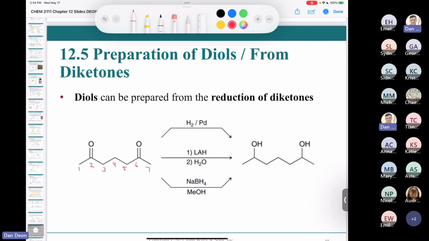It's neither here nor there at the moment, but you have two carbonyls, so two ketones in here, and so you could reduce them using hydrogenation conditions, lithium aluminum hydride conditions, or sodium borohydride. Either way, you're going to end up forming a diol. Right, so that's one way to make a diol, is from a dicarbonyl compound.